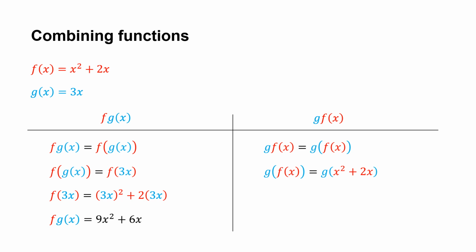So in this case, what this means is every time we have an x in this function g of x, we're going to replace it with x squared plus 2x. So g of x squared plus 2x is 3 times x squared plus 2x. And again, we just simplify. And when we do this, this becomes 3x squared plus 6x.